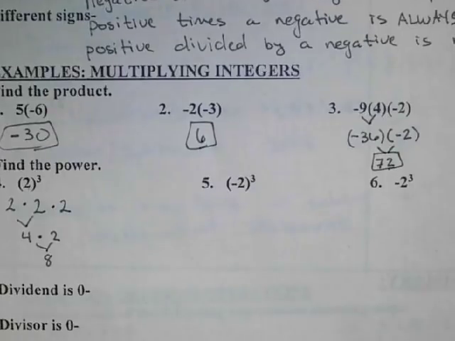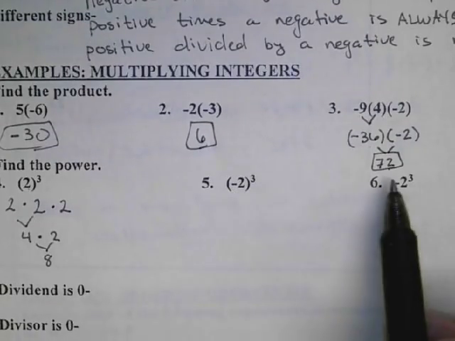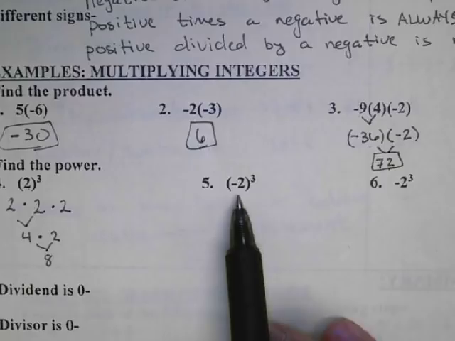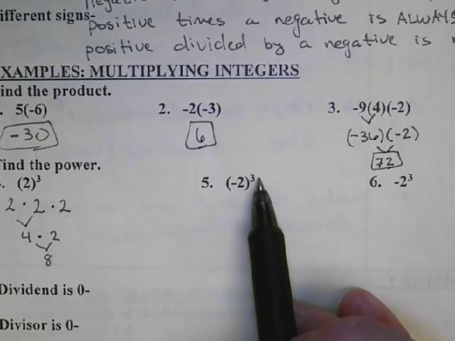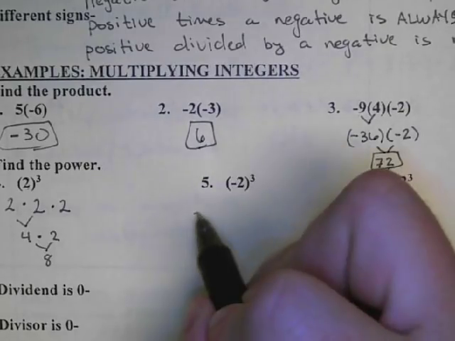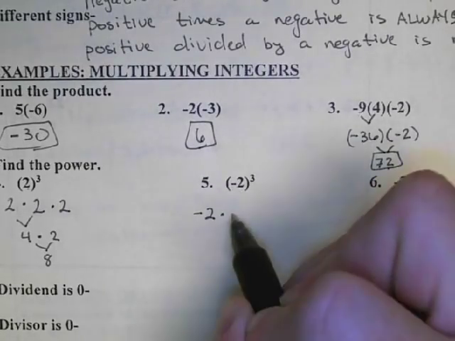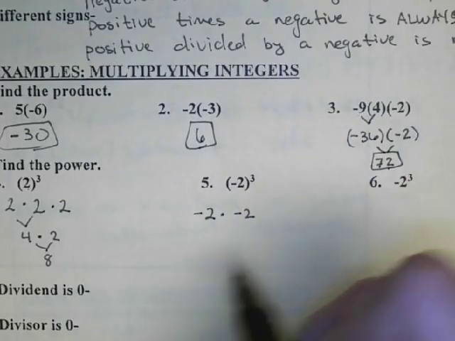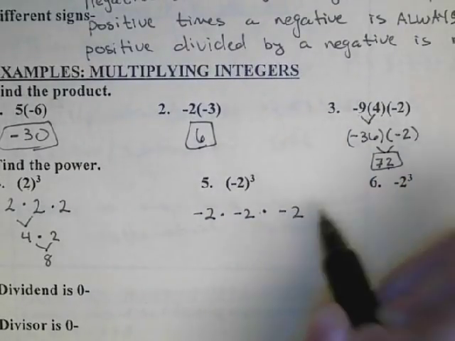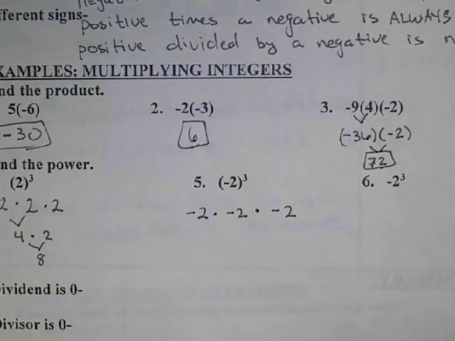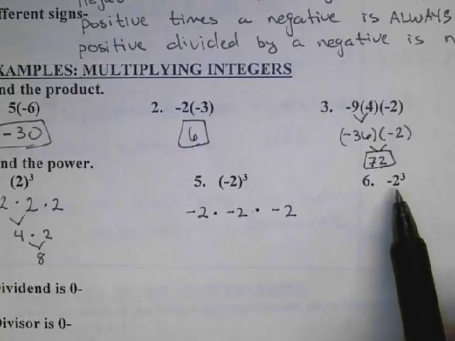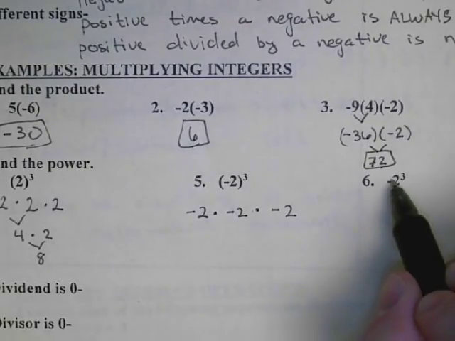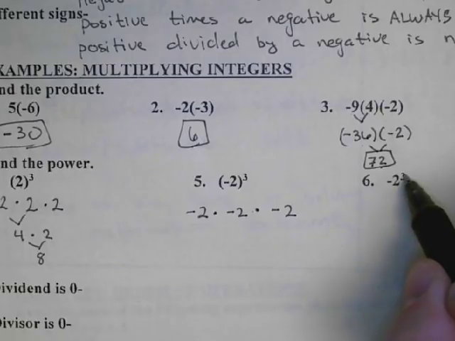Now I want to look at 5 and 6 at the same time. Notice how in 5 the negative is on the inside of the parentheses. So what this is telling me is I have 3 -2's. So I have 1 -2 times a second -2 times a third -2. Now the difference between 5 and 6 is those parentheses. So when I look at number 6, I only have the 1 negative because the 3 is now only affecting the 2. It's not affecting the negative.